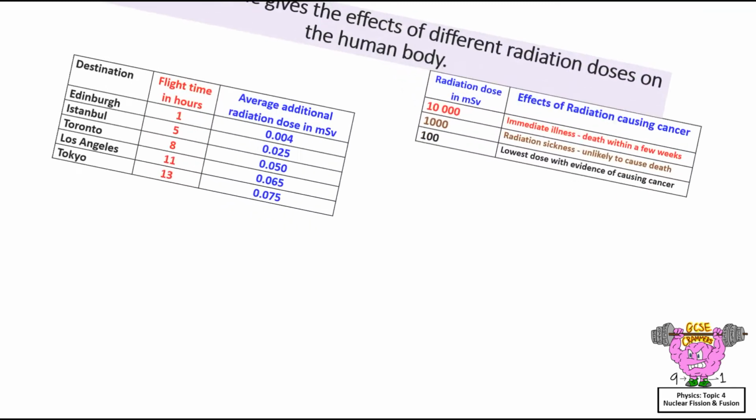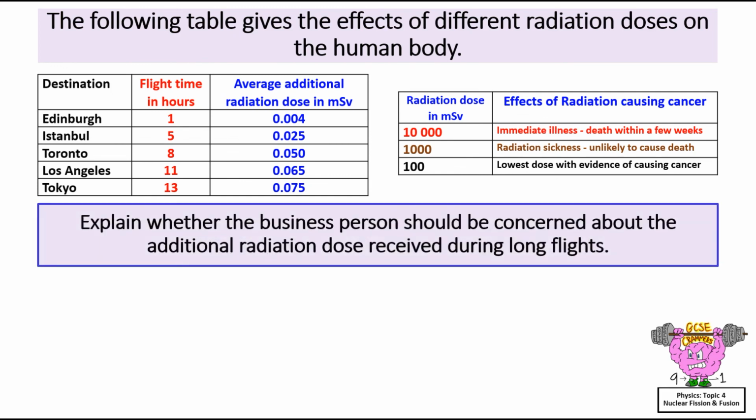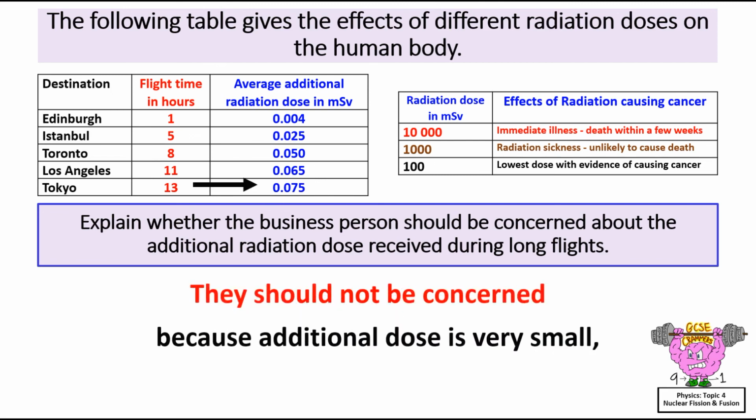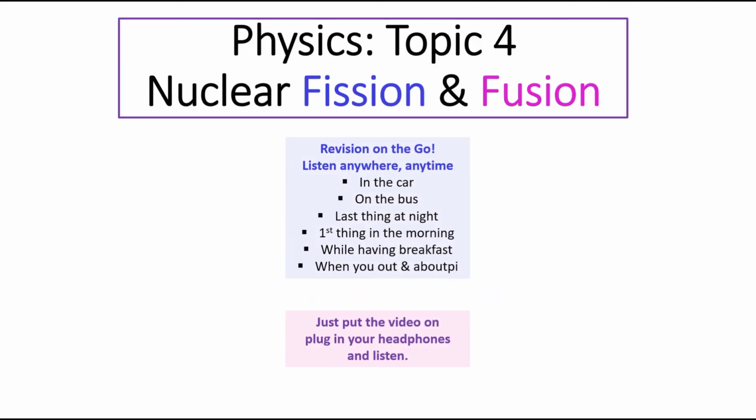The following table gives the effects of different radiation doses on the human body. Explain whether the business person should be concerned about the additional radiation dose received during long flights. They should not be concerned, because the additional dose is very small and is well below the dose that may cause cancer.